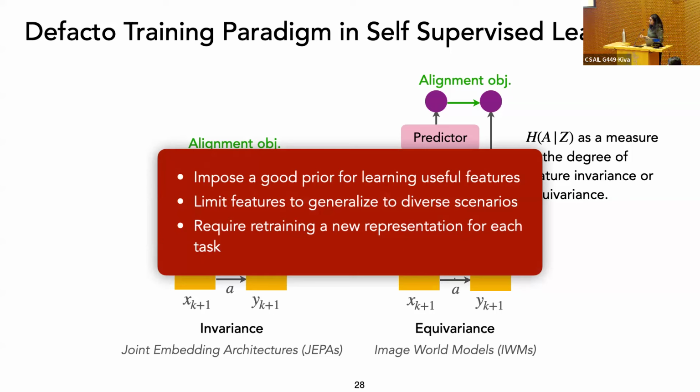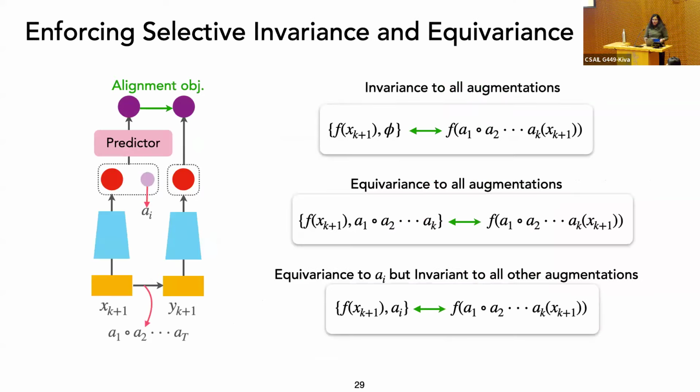So what we do here is a simple extension of equivariance to learn selective equivariance and selective invariance. To give you an insight, let's look at the same figure again. Let's say you have an input image and you transform it with a composition of a bunch of transformations. You can think of it as cropping on top of flipping and grayscale and so on. Now, we saw that if you want to enforce invariance, you just don't pass the parameters of this augmentation.